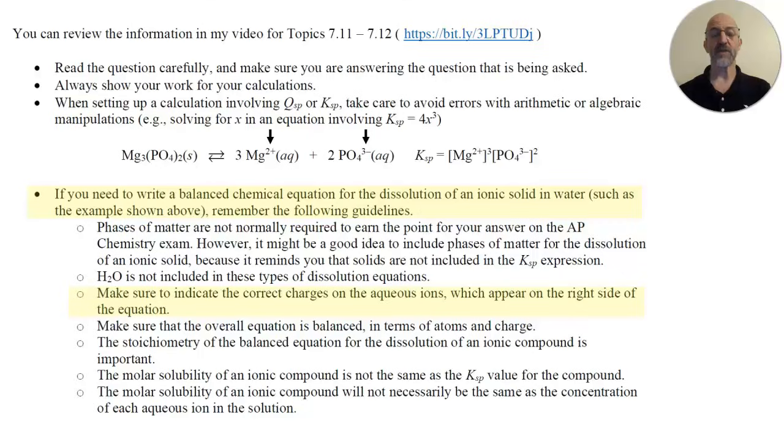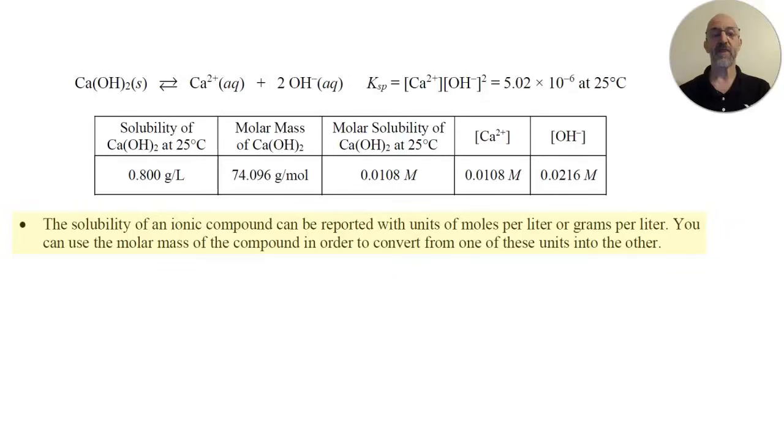Make sure to include the correct charges on the aqueous ions, which appear on the right side of the equation. Make sure that the overall equation is balanced in terms of atoms and charge. The stoichiometry of the balanced equation for the dissolution of an ionic compound is important. The molar solubility of an ionic compound is not the same as the KSP value for the compound. And the molar solubility of an ionic compound will not necessarily be the same as the concentration of each aqueous ion in the solution. So let's go ahead and consider this example, which is calcium hydroxide.